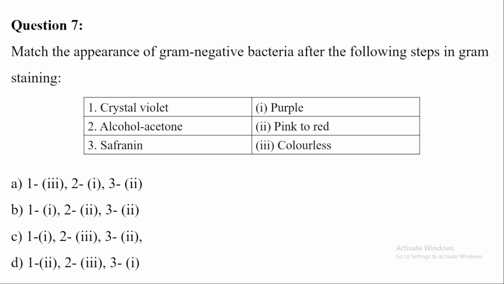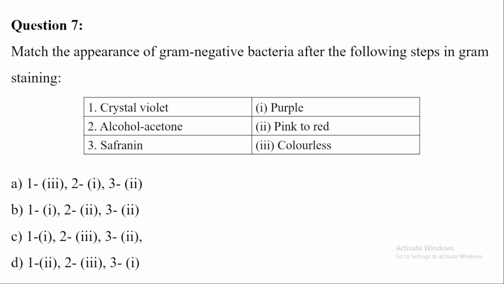So moving to the next question. Match the appearance of gram-negative bacteria after the following steps in gram staining: crystal violet, alcohol acetone, and safranin. So we have to tell what will be the color after each step of gram staining. After addition of crystal violet, what would be the color? It's in the name only. The name of the stain is crystal violet. So what do you think the color would be?